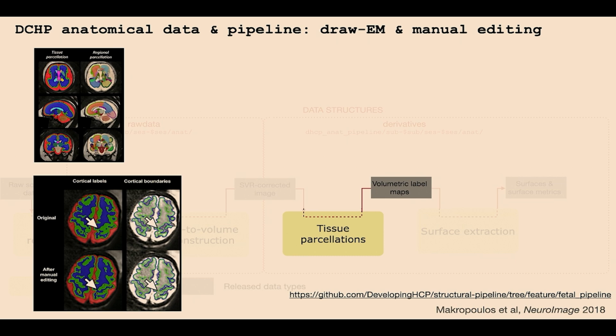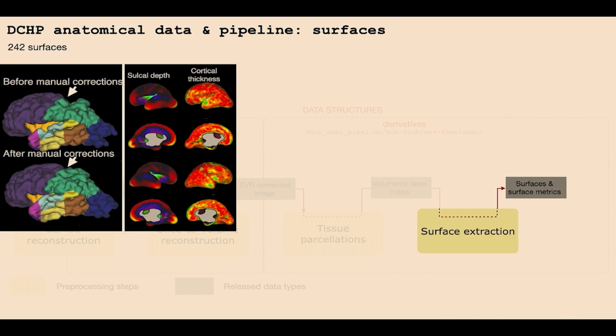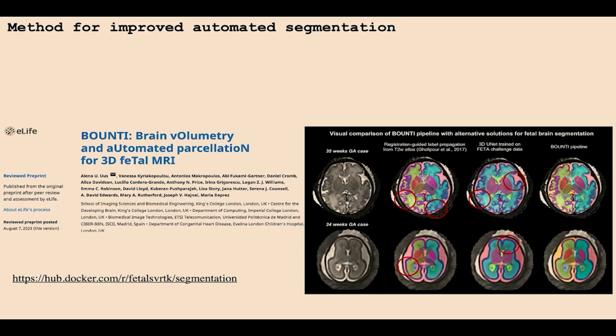These corrections allowed us to extract accurate surface representations and associated metrics for this data. Furthermore, these corrections allowed us to develop an improved automated tool, which is also openly available for the community to use, called BOUNTI.